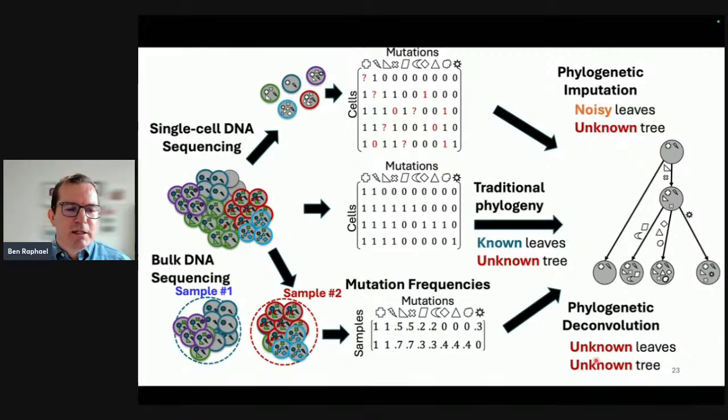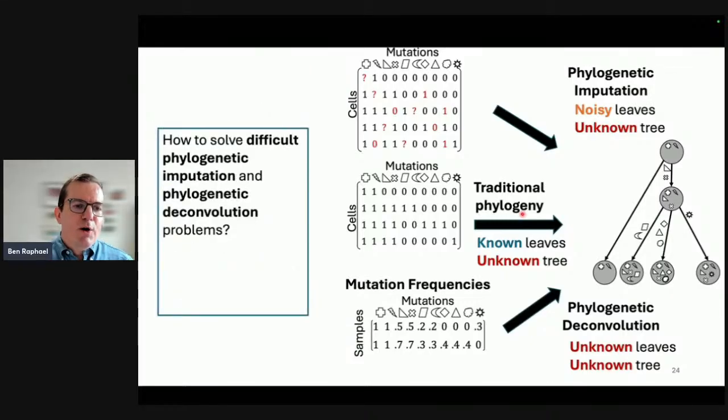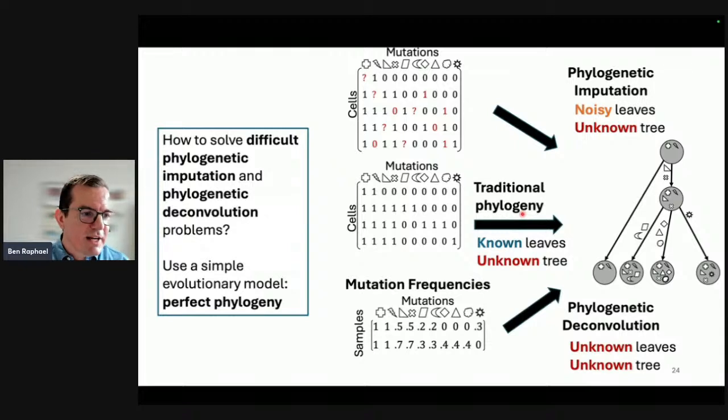So how can we try to solve these two variations of the traditional phylogeny problem? The approach that's been taken in the cancer community is to impose an evolutionary model on the mutations and then try to actually build the tree under this model while correcting or deconvolving the data. And to begin, in order to do this, what has been done in the field is to use the simplest evolutionary model, which is the so-called perfect phylogeny model.